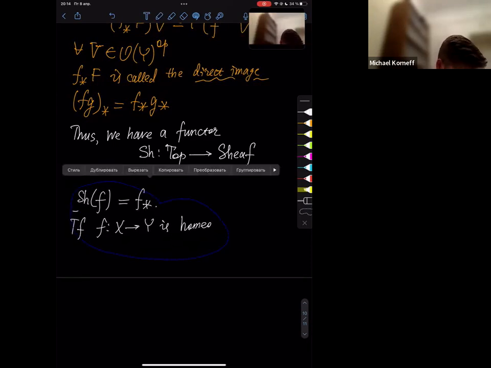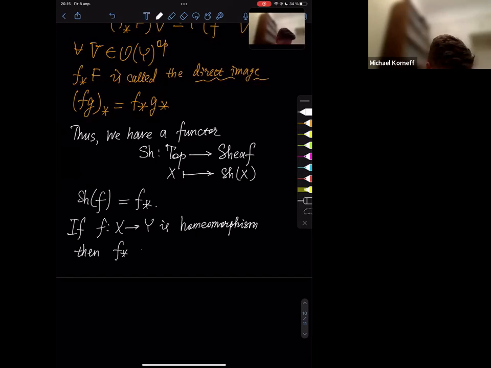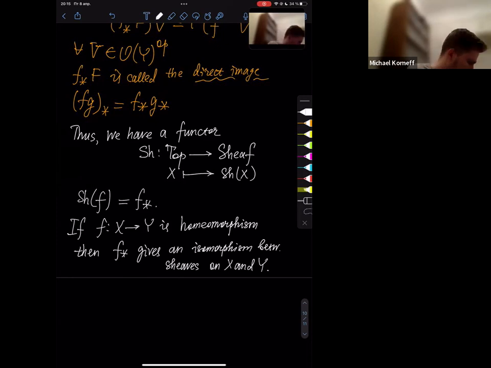Okay, I should really write this. And of course, if f from X to Y is a homeomorphism, then f star gives an isomorphism between sheaves on X and Y.